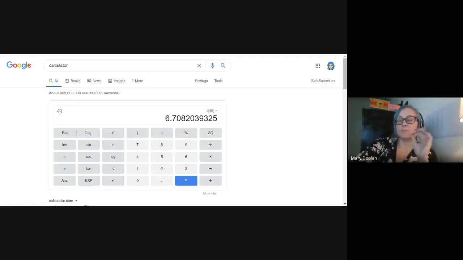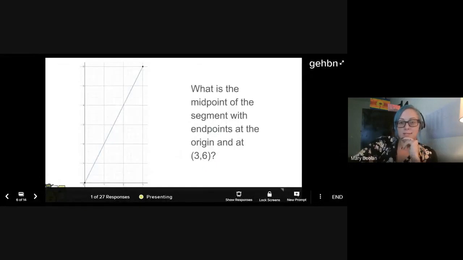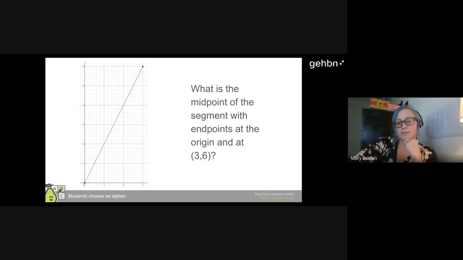All right. That was the big calculation problem. There's one more. It's a big calculation problem, but it's really not that bad. So what is the midpoint of the segment with endpoints at the origin and at (3, 6)? So you're going to come back to your Pear Deck tab. And again, it's multiple choice. You're going to choose what the midpoint of that segment is.